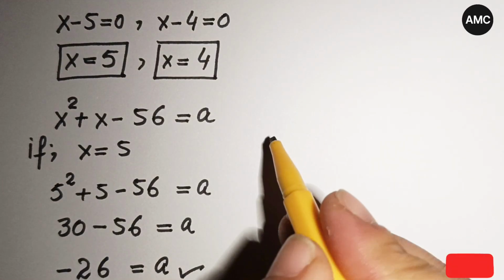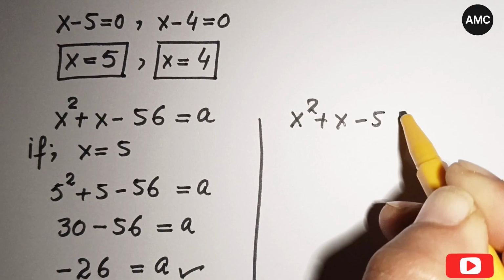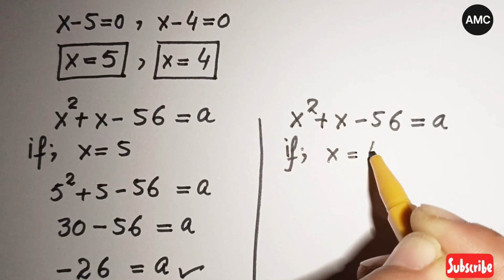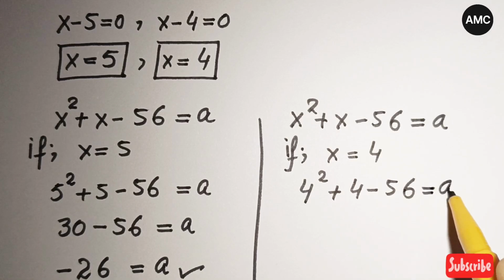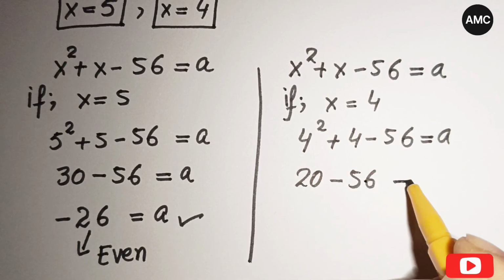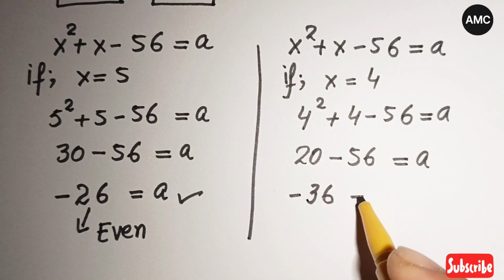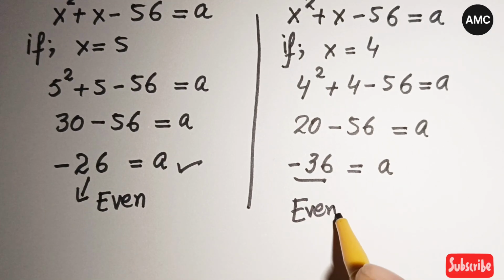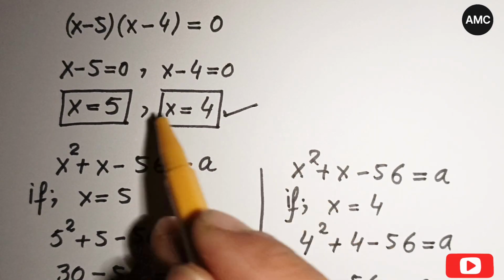Now putting x equal to 4 in the same equation, x² + x − 56 = a, it will be 4² + 4 − 56 = a. 4² is 16, plus 4 is 20, minus 56 is equal to a. So minus 36 is equal to a, and this −36 is an even number, so it is also a valid solution. It means that both 5 and 4 are valid solutions.